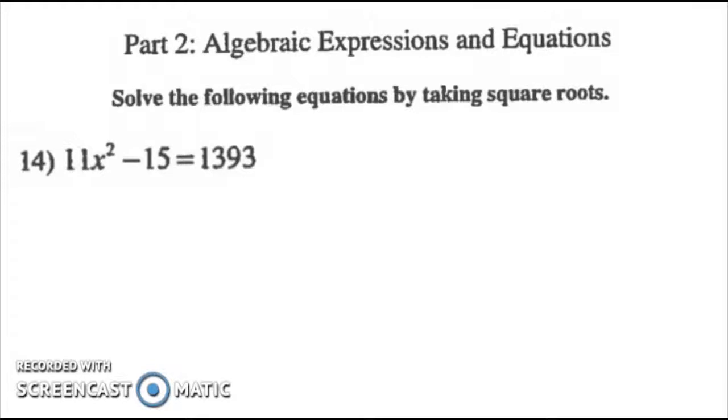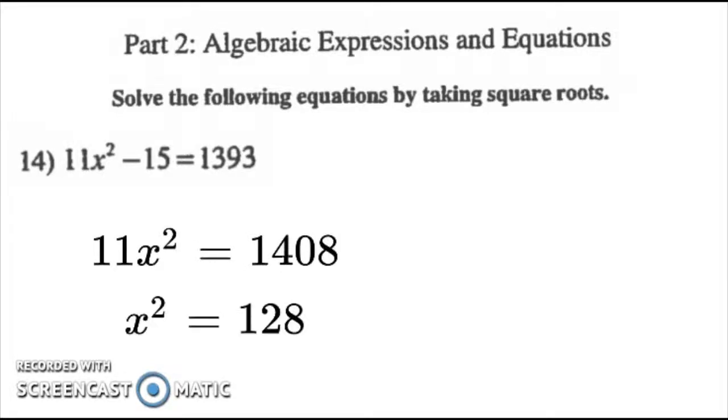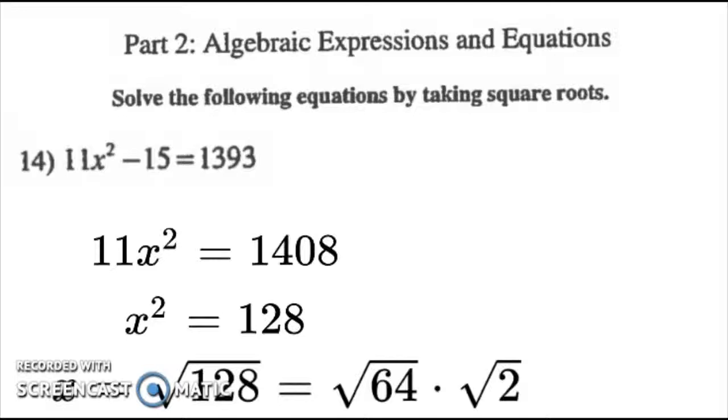Number 14, same idea as number 12. We will add 15 to both sides and we will get 1,408. Divide both sides by 11 and we get x squared equals 128. So take the square root of both sides. We'll have square root of 128 because it isn't a perfect square. So to simplify it, the largest perfect square factor is 64, and 64 times 2. Square root of 64 is 8. So then 8 radical 2 is the answer for number 14.